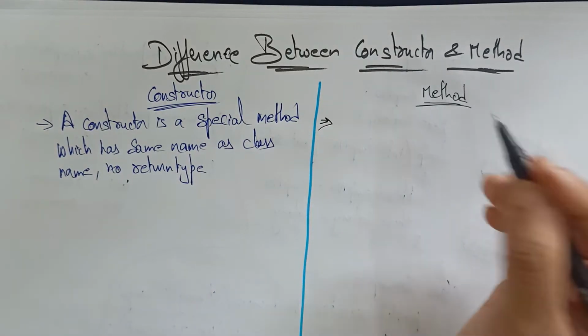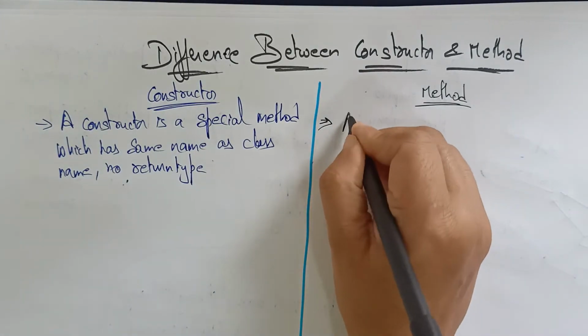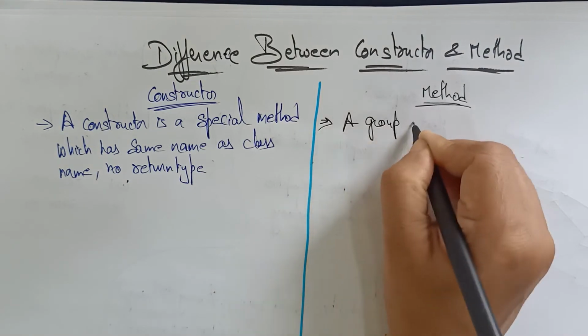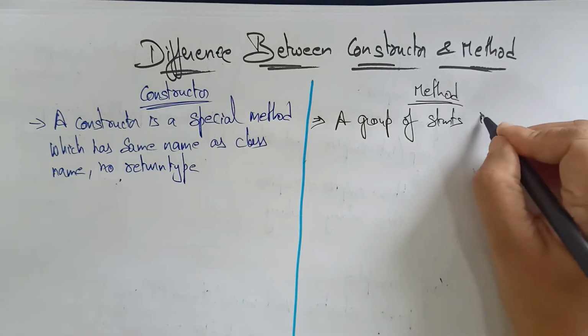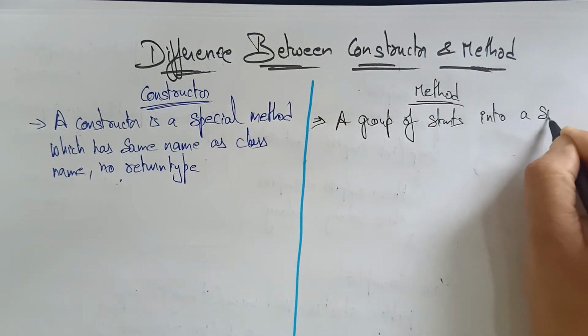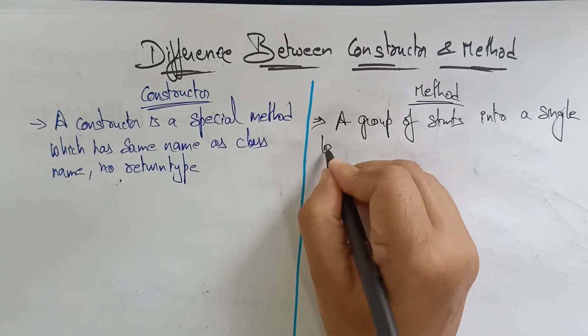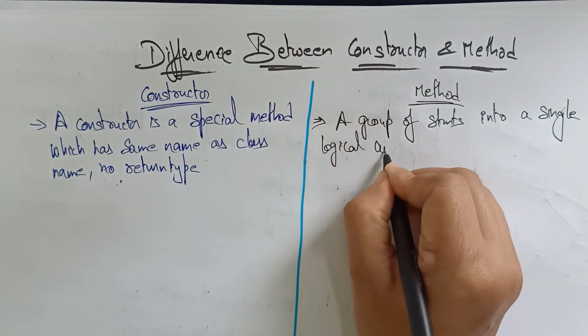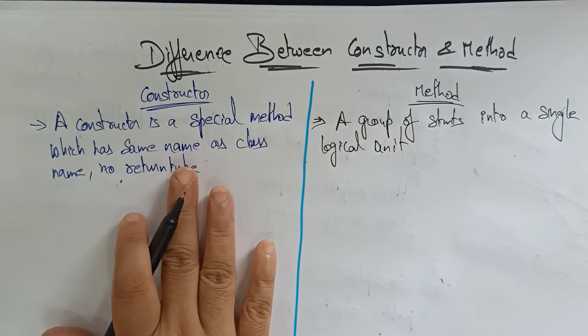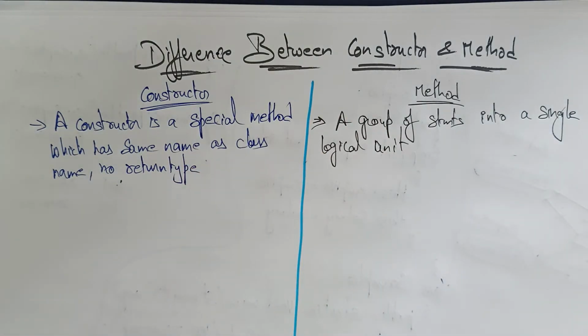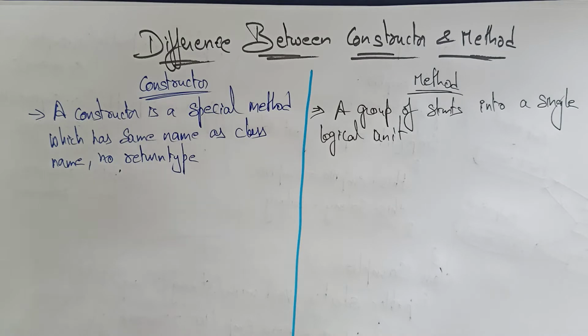Then what about the method? A group of statements merged into a single logical unit is called a method. So the constructor has the same name as the class name. It's a special method, but it doesn't have a return type. A method will have a return type. A group of statements into a single logical unit, that you call a method.